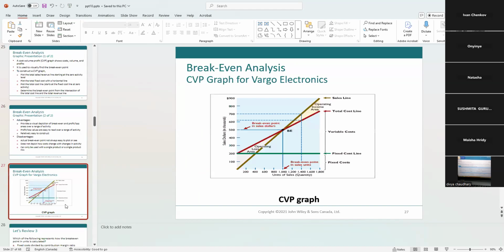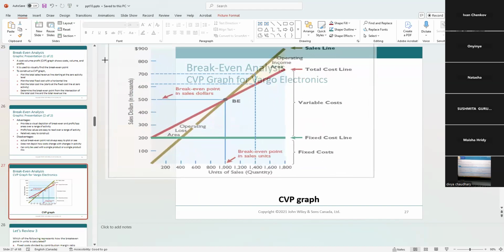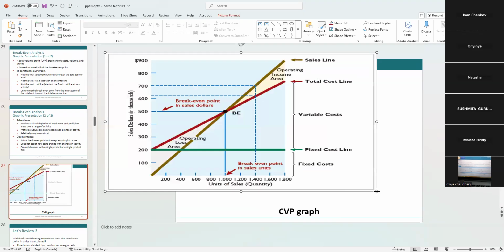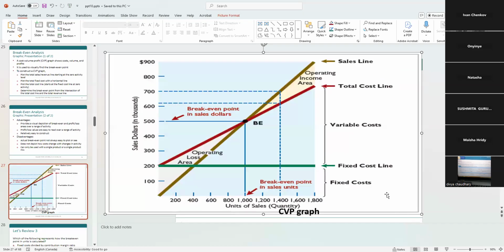So let's see the graph. This is the graph. As you can see on this graph, we have 3 lines. One line may represent the fixed cost. And that fixed cost is always going to be the same. One line represents the sales. Sales starts from 0 and starts climbing proportionally to the number of units that you're selling and the contribution margin per unit that's coming.